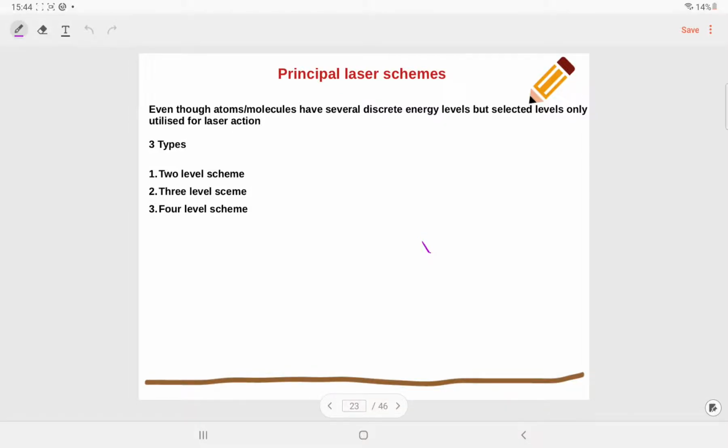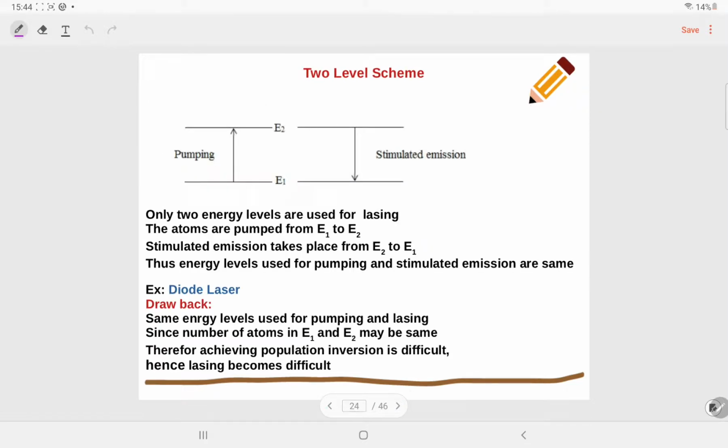Hello students. In this lecture we are going to understand three types of laser scheme: two level scheme, three level scheme, and four level scheme. Okay, let's see in detail. Two level scheme: E1 is your ground state, and E2 is your excited state.